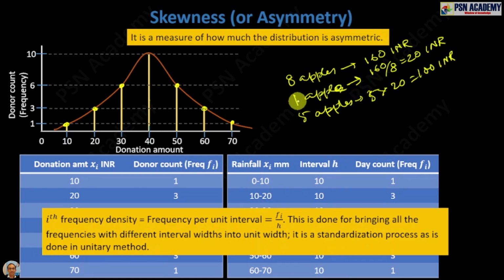So what you are doing in this unitary method is bringing this 8 down to a standard value of 1, from where you can go anywhere you like, to 5, to 15, to 200, any number, from this 1 apple data. Clear? The same thing we are doing here also, but since the intervals are equal in this table, you will not see the exact utilization of this frequency density. After this, we will take another table with unequal intervals, and there you will see the usefulness of this frequency density. Okay, so let's continue with this table.